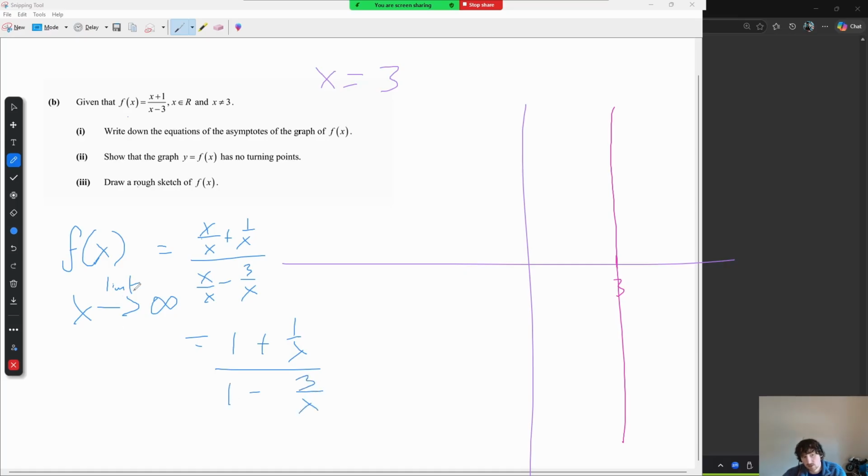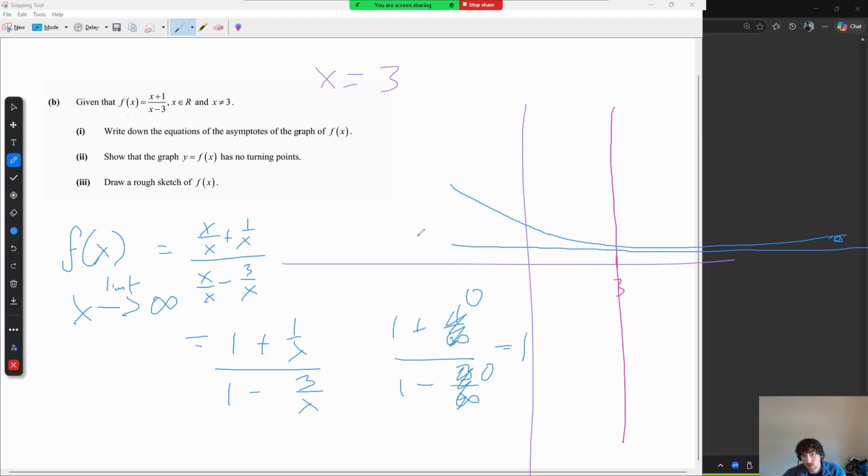Now you can do the limit as x tends to infinity here. You can just put it in. So it's 1 plus 1 over infinity, over 1 minus 3 over infinity. What's 1 over infinity? In a new line here, you'd show that's 0 for the examiner, 3 over infinity is 0, and so then this is 1. So this levels off as you go all the way out to infinity to a value of 1. So it has a horizontal asymptote, y equals 1.